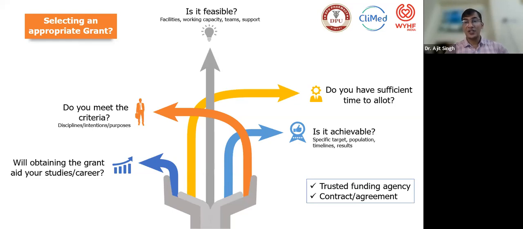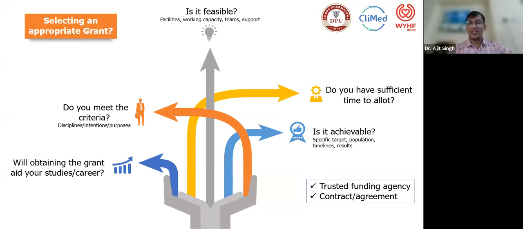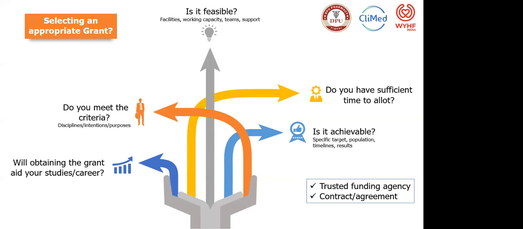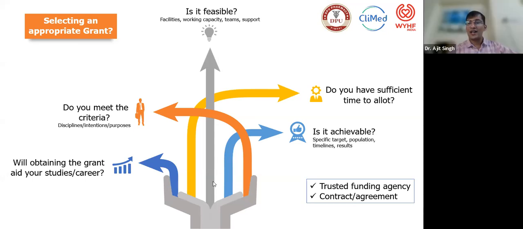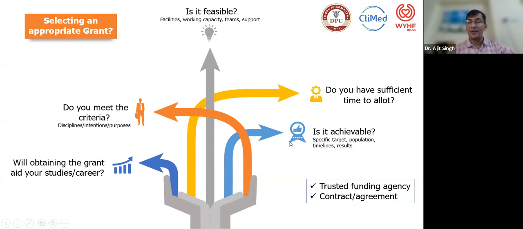And the next thing is, is it achievable? Suppose you have everything. It is aiding your career. It is meeting your criteria. It is feasible. You have sufficient time also. But is it achievable? Sometimes you have everything, but the research population is not in your hand. The specific targets of the grant agencies, or on what basis they are giving the grant, are not in our hand. Timelines, maybe a 7 year timeline, those things are not in our hand. So we have to think whether these things are achievable. If the things are not achievable, then do not go for it.